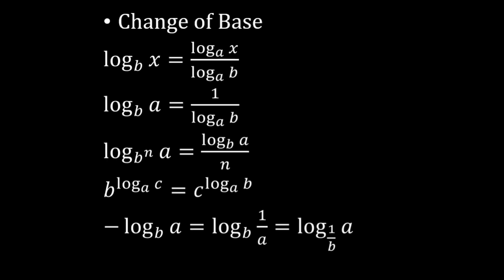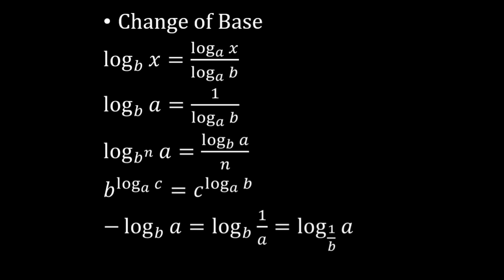Change of base. Logarithm of x to the base b equals logarithm of x to the base a over logarithm of b to the base a. Logarithm of a to the base b equals 1 over logarithm of b to the base a. Logarithm of a to the base b to the power of n equals logarithm of a to the base b over n.